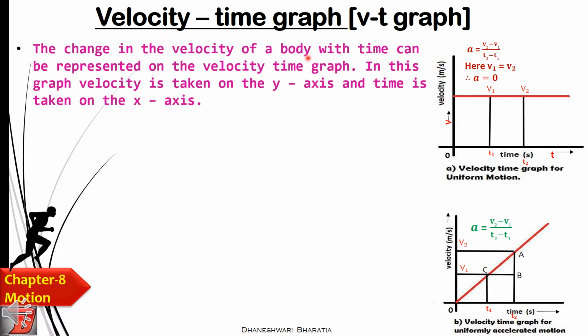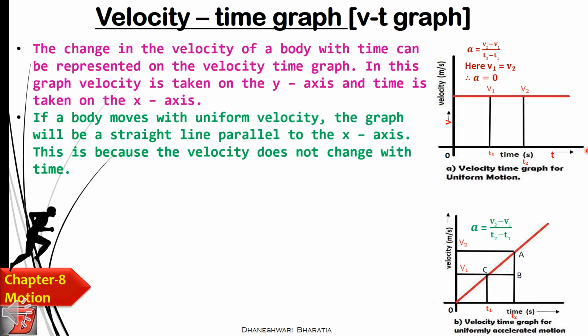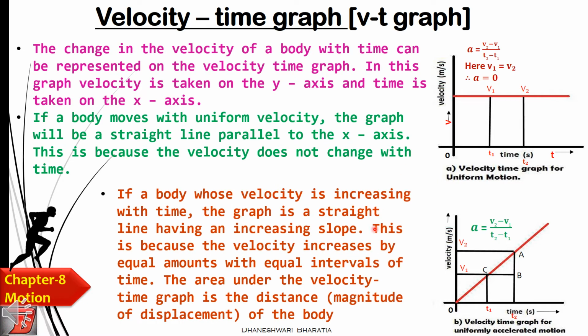So the change in the velocity of a body with time can be represented on the velocity time graph. In this graph, velocity is taken on y-axis whereas the time is taken on x-axis. If a body moves with uniform velocity, the graph will be a straight line parallel to the x-axis here because the velocity does not change with the time. Right?